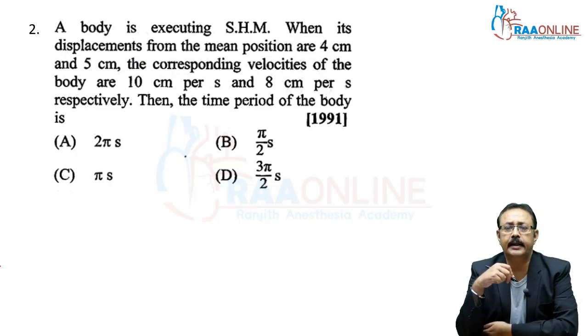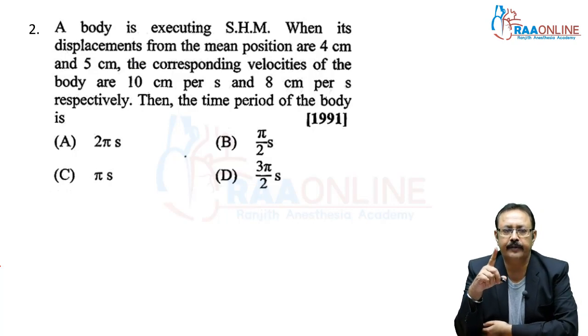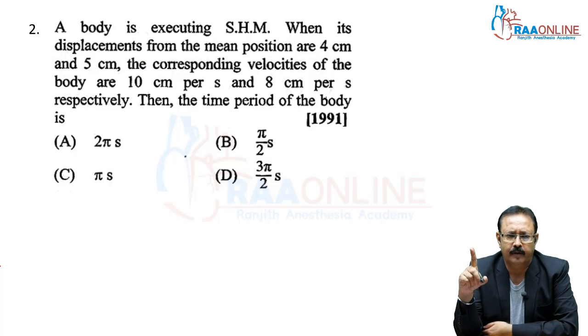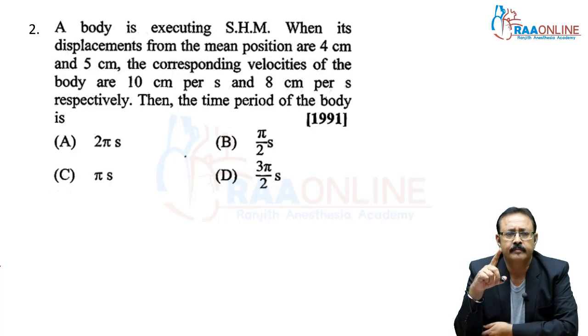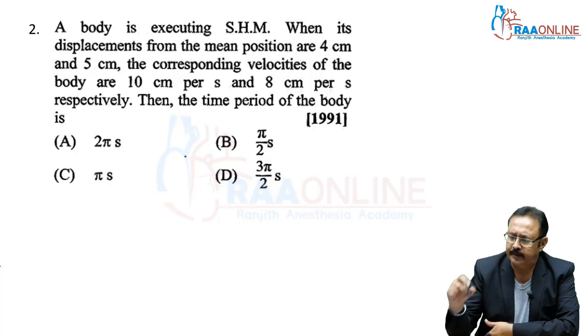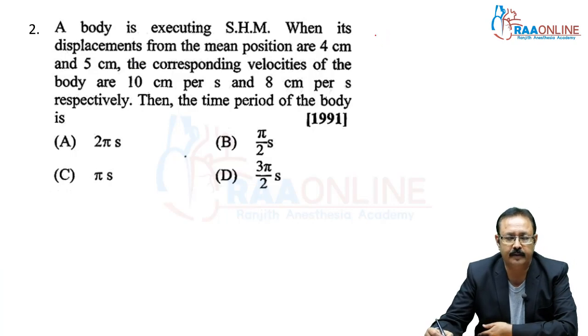Next, it is from 1991. A body is executing simple harmonic motion. When its displacements from the mean position are 4 and 5, the corresponding velocities are given. We want to calculate the time period. We just finished the theory part. That's why we completed all derivations, so that you should be strong in basics.